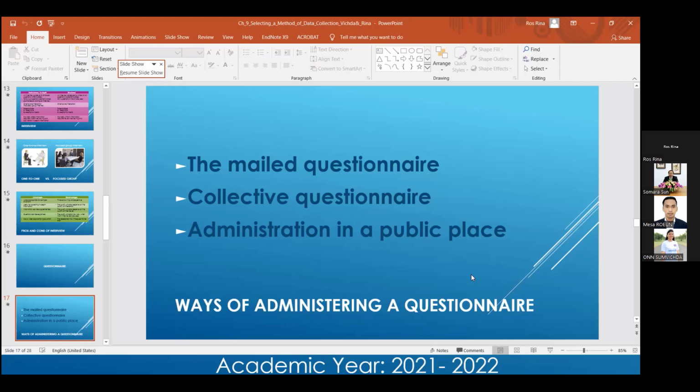And another one is about the collective questionnaire. So this one is also the best way for the researcher to collect the information. Normally they do it at school. So it might be a group of students in one class or two classes or three classes. So it depends on the researcher, how they set up to collect the information from the area that they want.